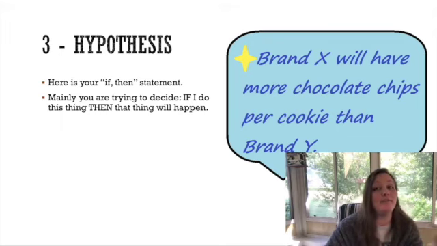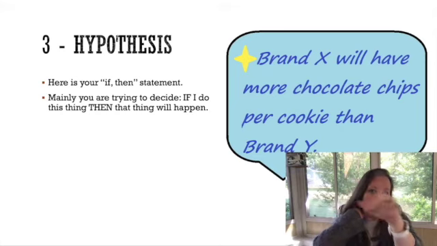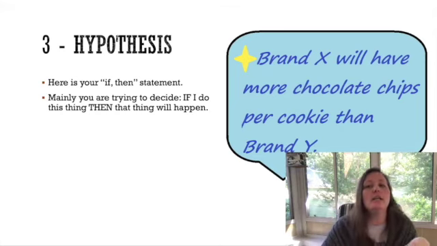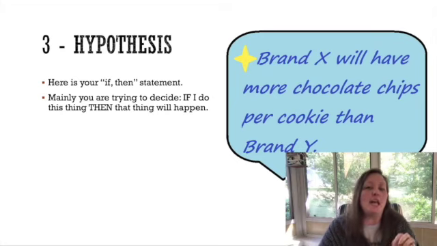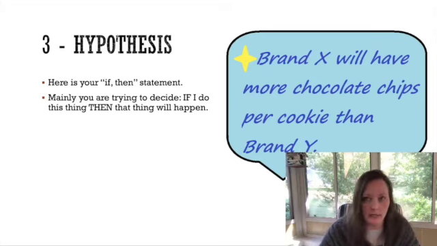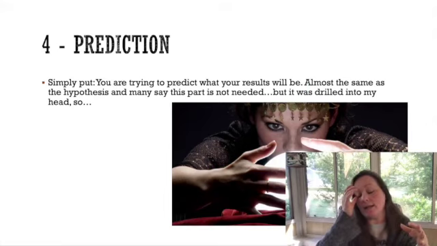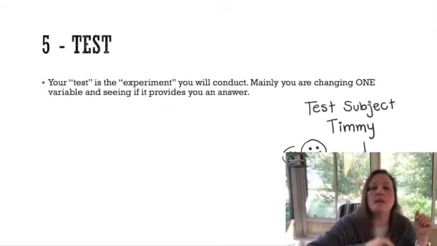Typically, this is an if-then statement. And yes, I know that's a typo in the picture I took. It should be E-N, not A-N. But if-then statement is the proper way to do the hypothesis. I'm not going to be that picky. But your hypothesis is pretty much, this is what you think it might be. Prediction, this is you predicting what is going to happen.